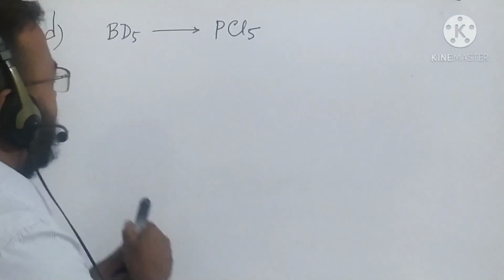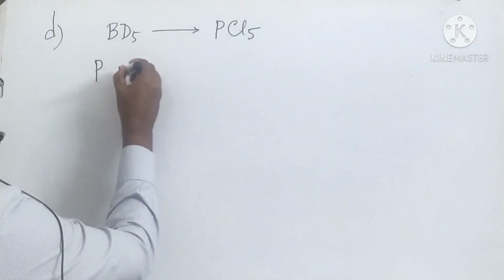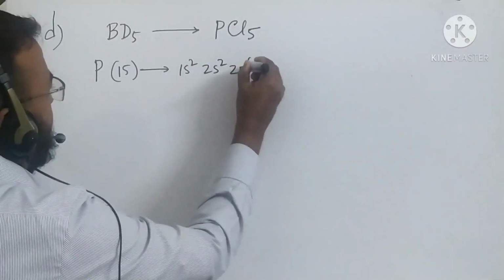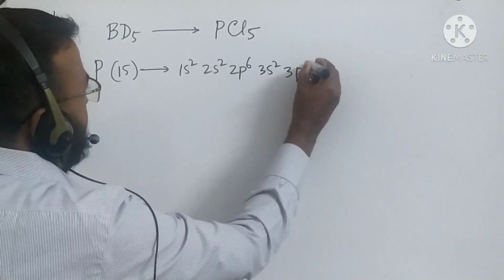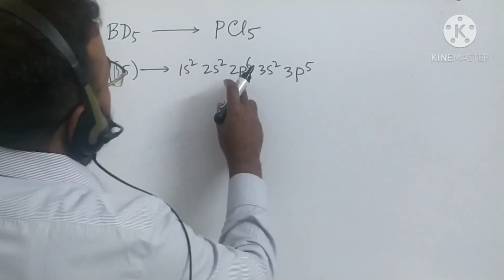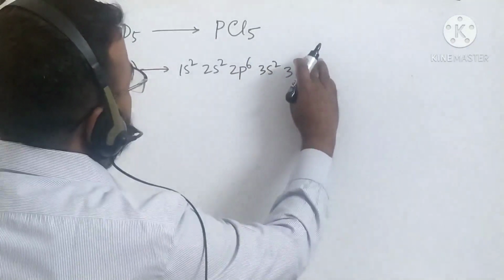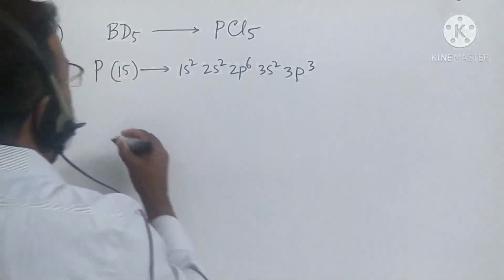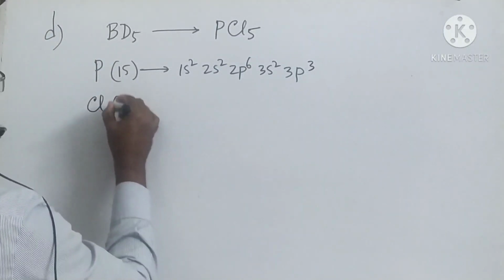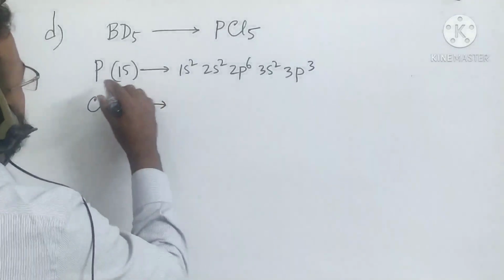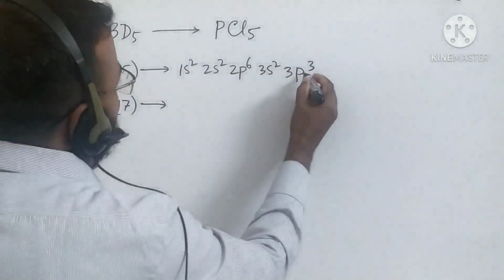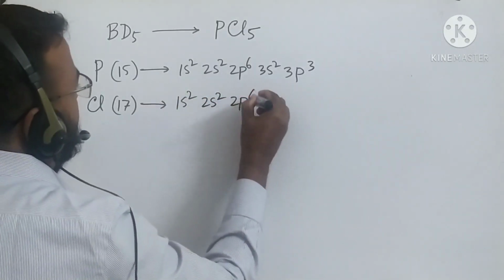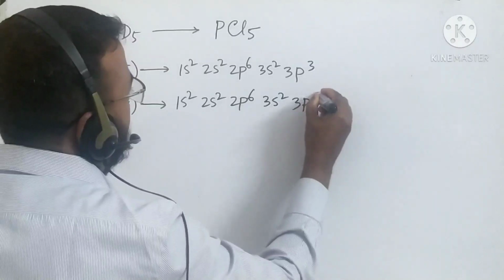In case of phosphorus and chlorine, first of all we have to write the electronic configuration. Phosphorus is 15, so it will be 1s2, 2s2, 2p6, 3s2, 3p3. Now chlorine, it is 17. In case of chlorine, it is 1s2, 2s2, 2p6, 3s2, 3p5.